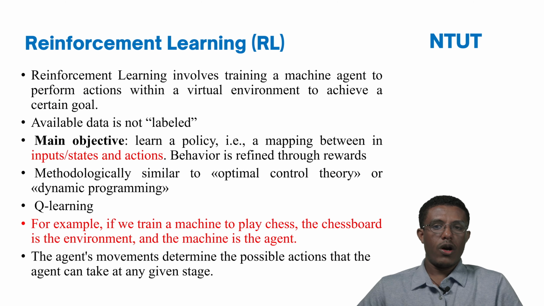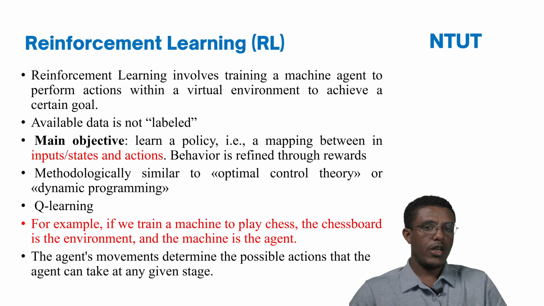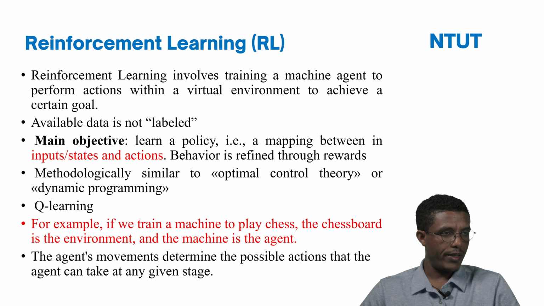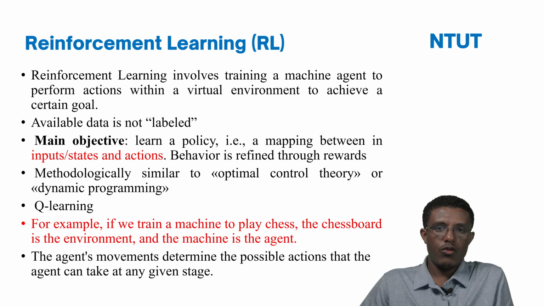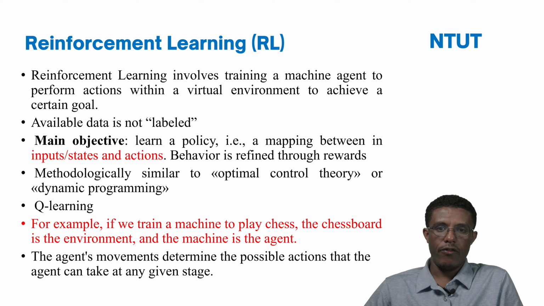The fourth type of algorithm that we need to consider is reinforcement learning. Reinforcement learning is recently one of the hot topics, especially for gaming. It is also a type of algorithm that involves training a machine agent to perform actions within a virtual environment to achieve a certain goal.